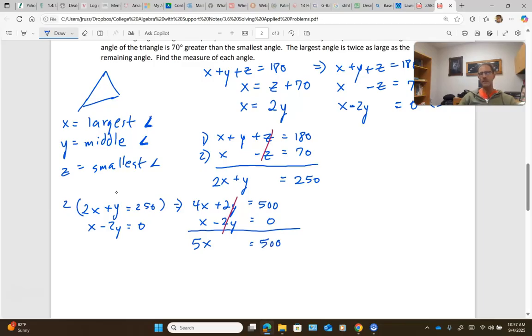And now I've got this all the way down to x. And I did it a lot faster than I did in 3.5. And so I can divide both sides by 5. And we can get a value for x.